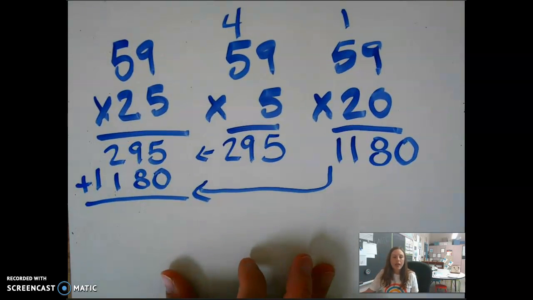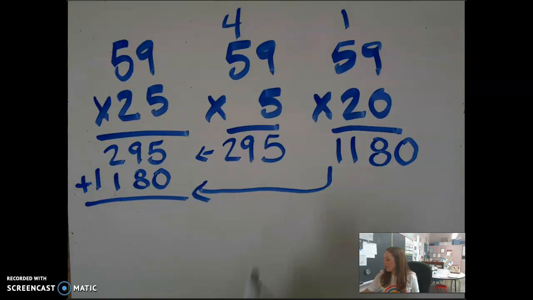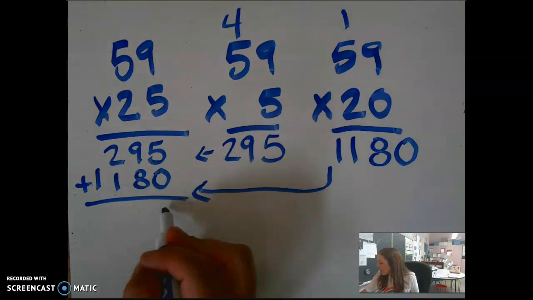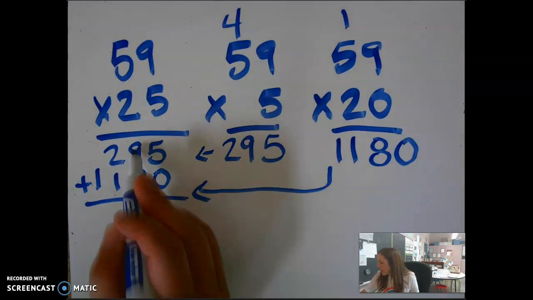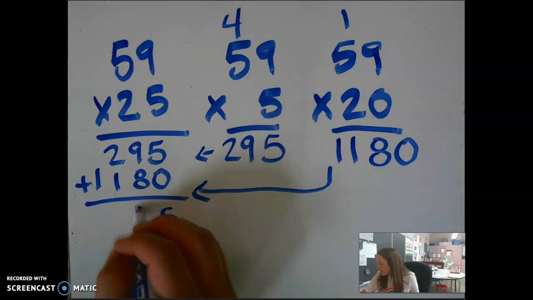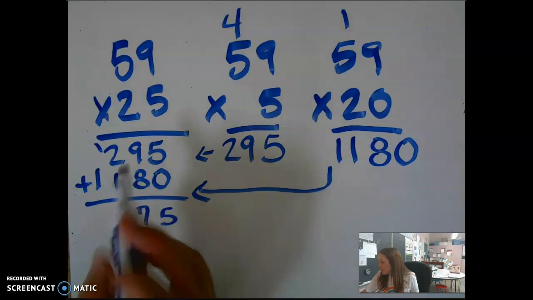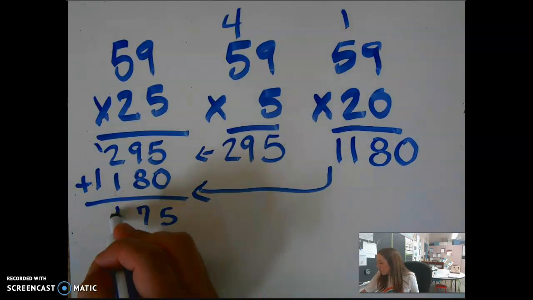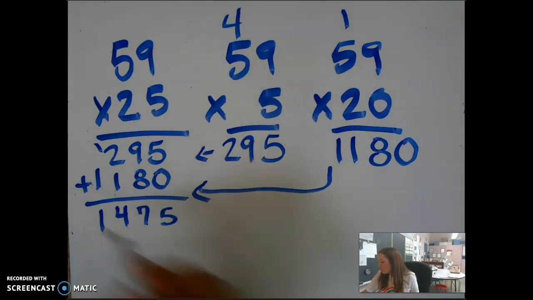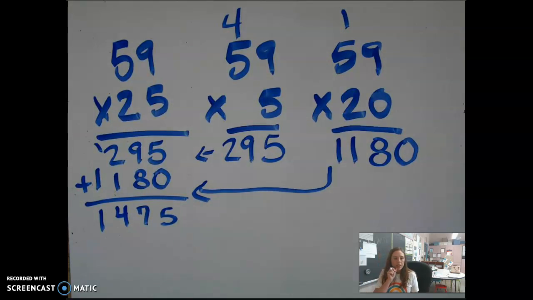Then what we do is we add the two partial products together. 5 plus 0 is 5. 8 and 9 are 17. Carry my 1 over. 1 plus 2 plus 1 is 4 and 1. So my answer is 1,475.